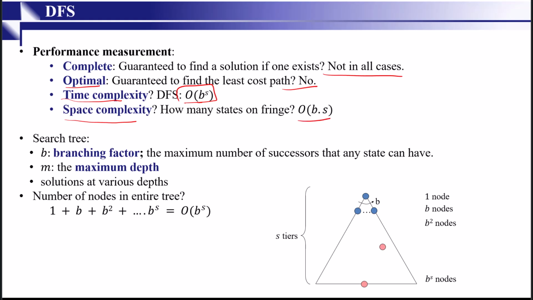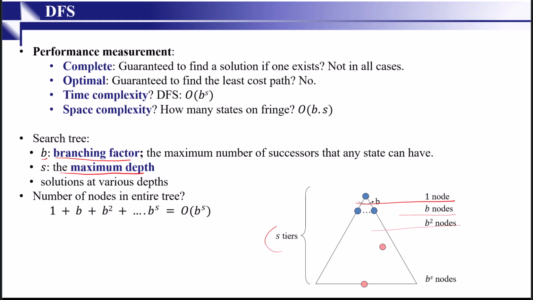If we consider B as the branching factor, that is the maximum number of successors that any state can have, and S is the maximum depth, right? Then we have solutions at various depths, right? So at the root, here one node, but here we go for B nodes, right? And B to the power of 2 up to B to the power of S for S tiers.